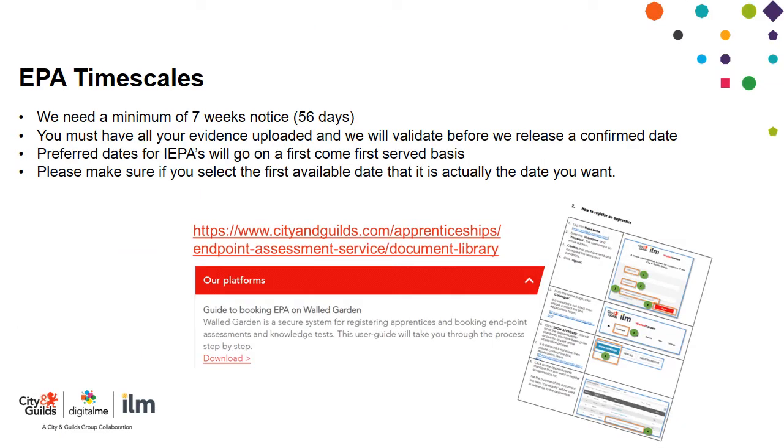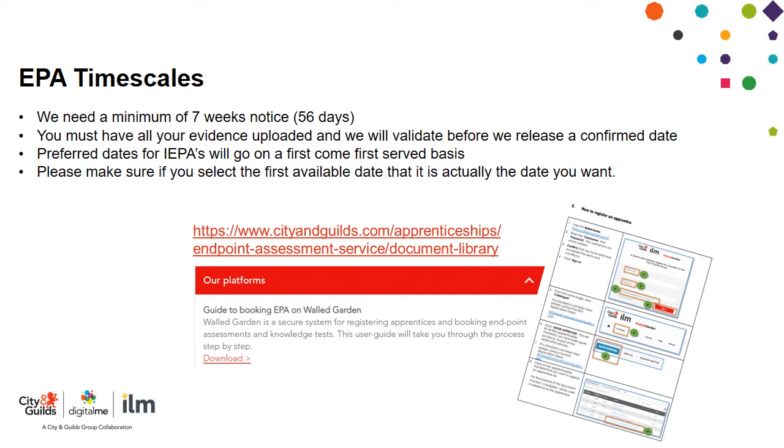So finally, as an overview of what has been discussed, please do remember we need 7 weeks notice of your preferred EPA date. This is the date when you're requiring IEPA, Independent Endpoint Assessor, activity, and any knowledge test can be sat before this as long as your learner is confirmed through Gateway.